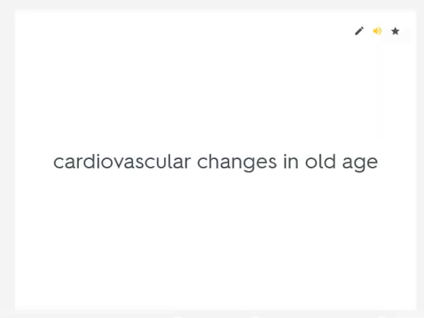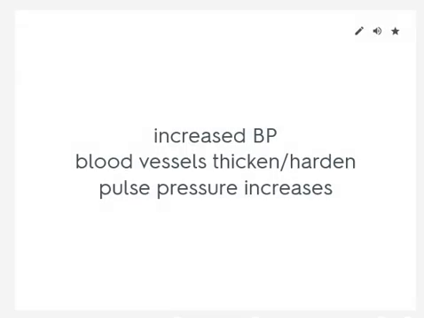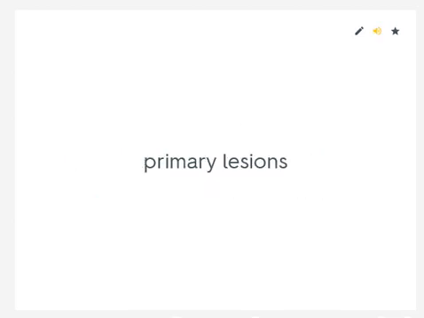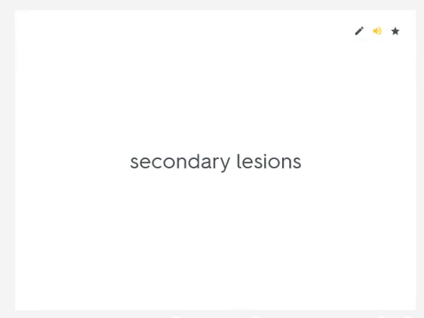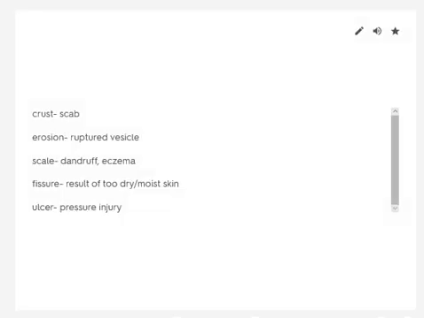Cardiovascular changes in old age: increased BP, blood vessels thicken, heart and pulse pressure increases. Primary lesions. Secondary lesions: crust, scab, erosion, ruptured vesicles, scale, dandruff, eczema, fissure result of too dry, moist skin, ulcer, pressure injury.